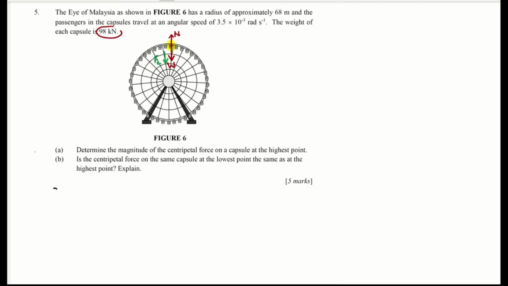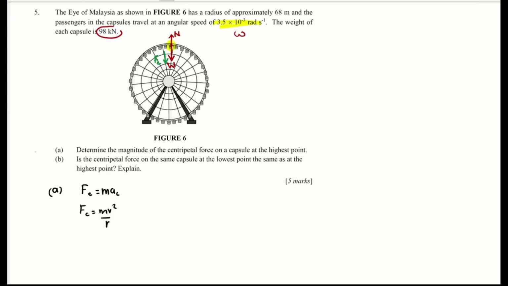Alright, so now let's answer question A. Determine the magnitude of the centripetal force, where FC is equal to MAC. So in this case, FC is equal to, so soalan bagi kita omega here, where omega is 3.5 times 10 exponent negative 3 radian per second. So kita tak ada AC, ataupun kita nak tukar kepada mv squared over r, tapi kita tak ada v kan.